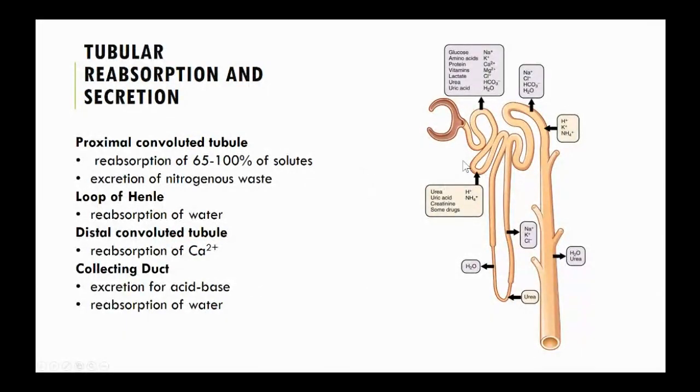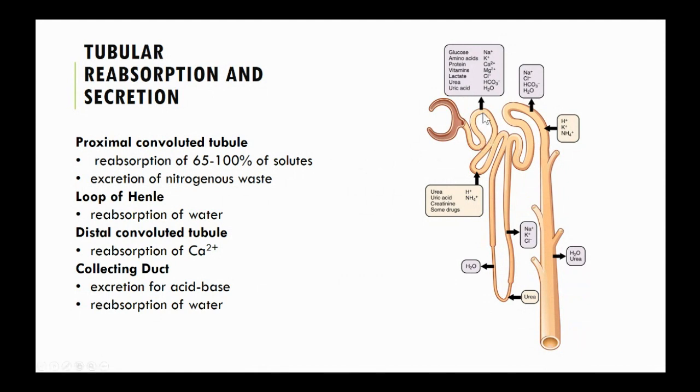Okay, so this is how our tubular reabsorption and secretion happens. So we have the proximal convoluted tubule. So there's the glomerulus. This is the proximal convoluted tubule. So at this point, we get reabsorption of about 65 to even up to 100% of the solutes.